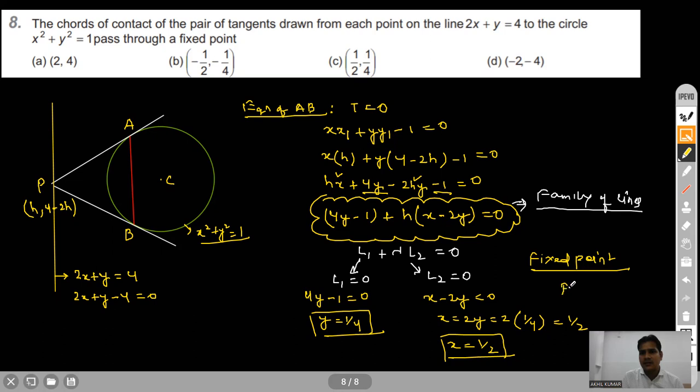That is the fixed point (1/2, 1/4). So this chord of contact will definitely pass through this fixed point. Even if we change the position of P, it will definitely pass through this fixed point. So option number C is correct. Option C is correct for this question. So I am stopping this exercise here only. We are done up to question number 8.